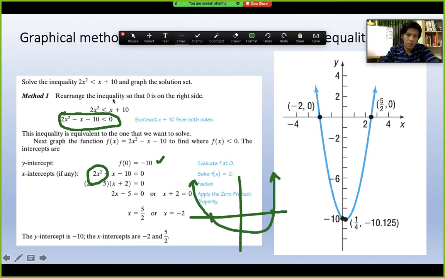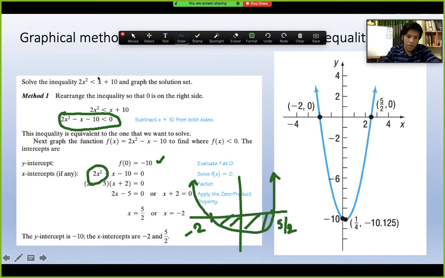So our solution has to be where 2x squared minus x minus 10 is less than 0. Less than has to be this side because it is below the x line. Below the x line is less. So from which value to which value? The value has to be from minus 2 to 5 by 2. So this is the solution, from minus 2 to 5 by 2.